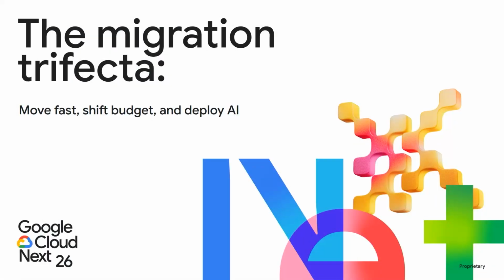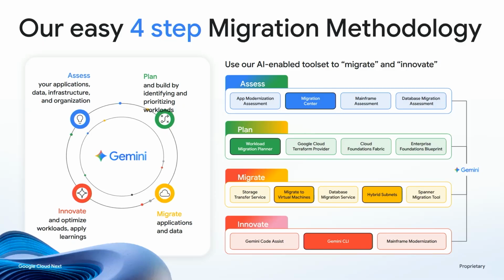In this session, we're talking about the migration trifecta: how to move fast, shift budget, and deploy AI. Google has an easy four-step migration methodology that includes assessment, planning, migration, and then innovation. For assessment, we have our free Migration Center available to deploy in your environment, to understand your workloads, and to know what you need to migrate.